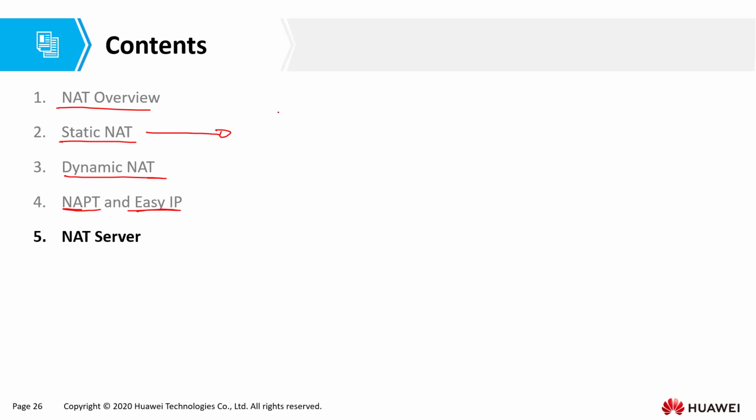In static NAT, we saw that the internal network can communicate to the external network, and the external network can communicate to the internal network proactively. I mean, the external network can start the session, or the internal network can start the session. And we saw that this is not possible with dynamic NAT.